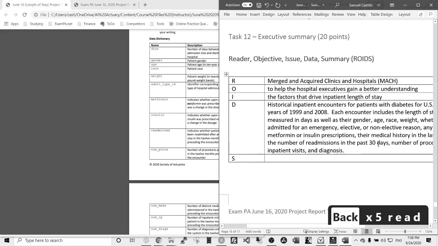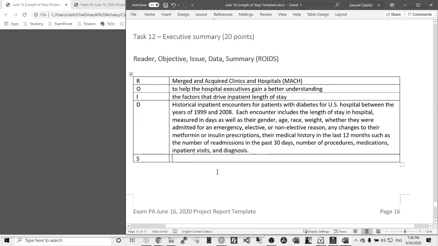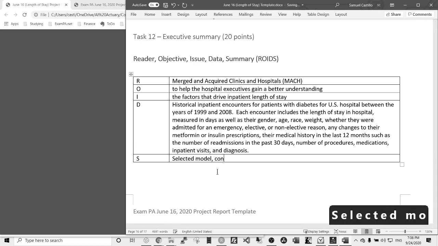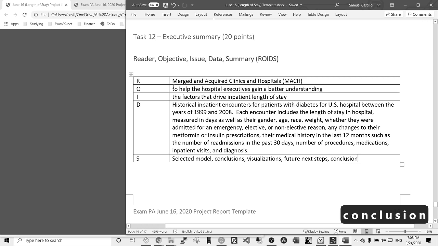And then finally, this summary, which is just going to be the body of your report. So this will include things like your selected model, conclusions, data visualizations, and then future next steps, and finally a conclusion. You don't need to include this actual table in your report or even take the pains of typing all of this out, but just think in your mind, ROIDS. This will help you when you write.